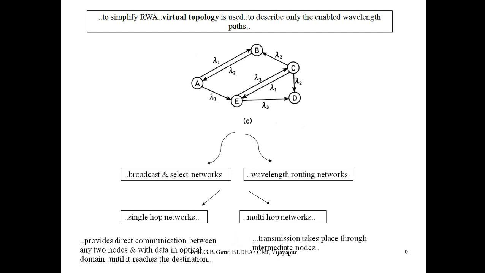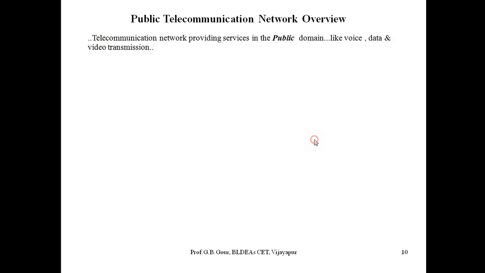Whereas multiple hop transmission takes place through intermediate nodes. Here more than one intermediate node is required, but in single hop, without any nodes, you can transmit directly from source to destination just in the optical domain. That is the difference between single hop and multiple hop networks. So this is what we mean by wavelength division multiplex networks, broadcast and select and wavelength routing networks.